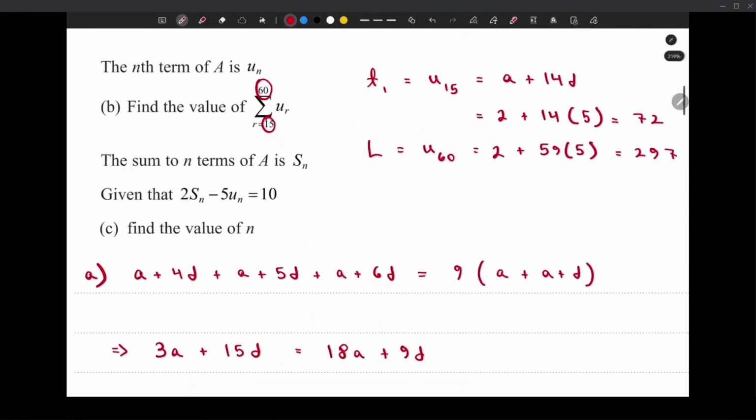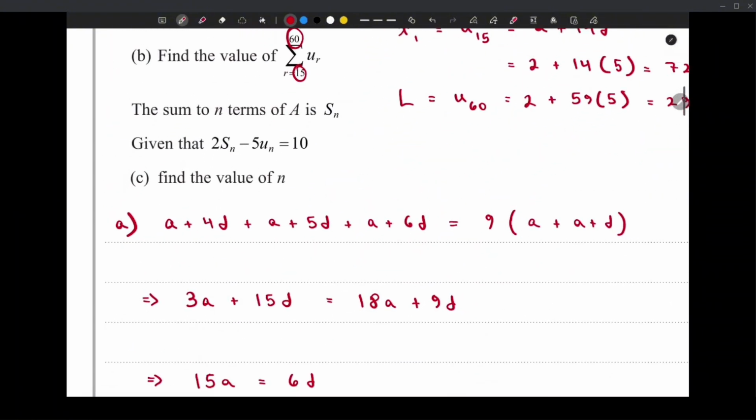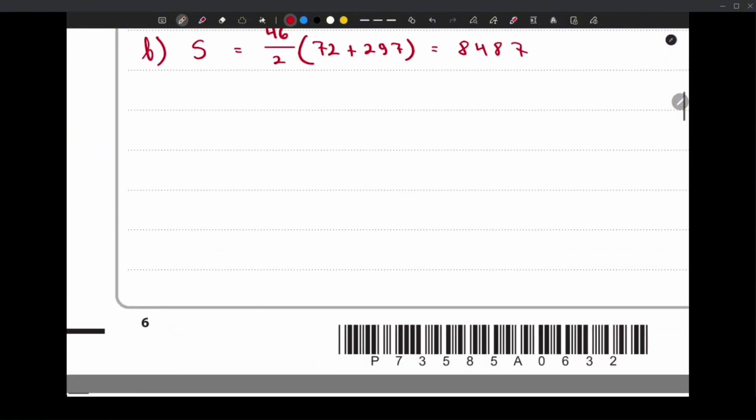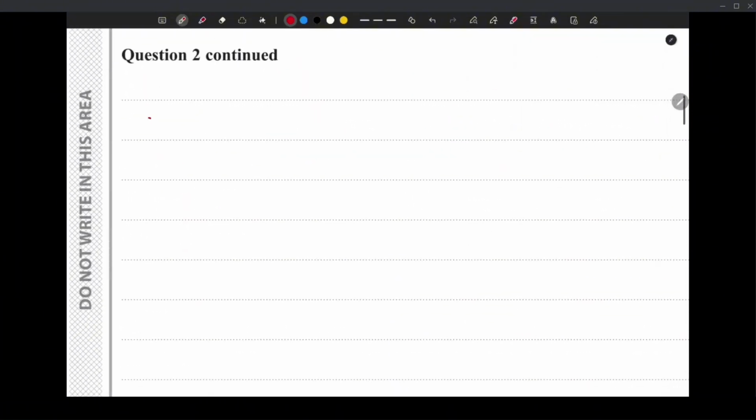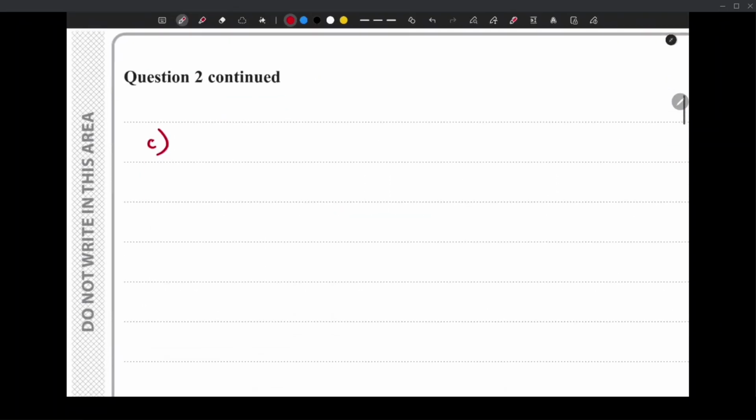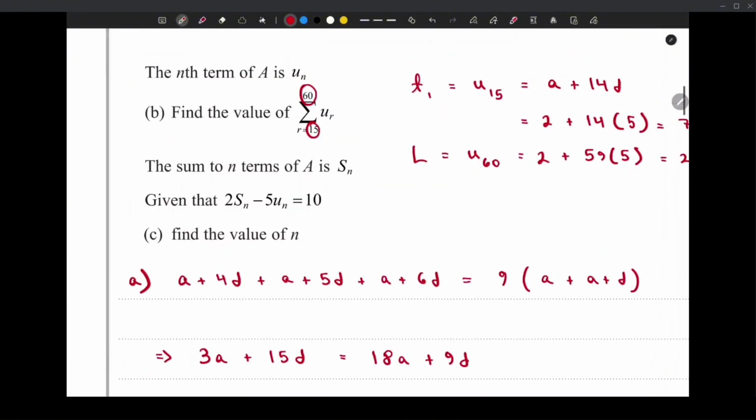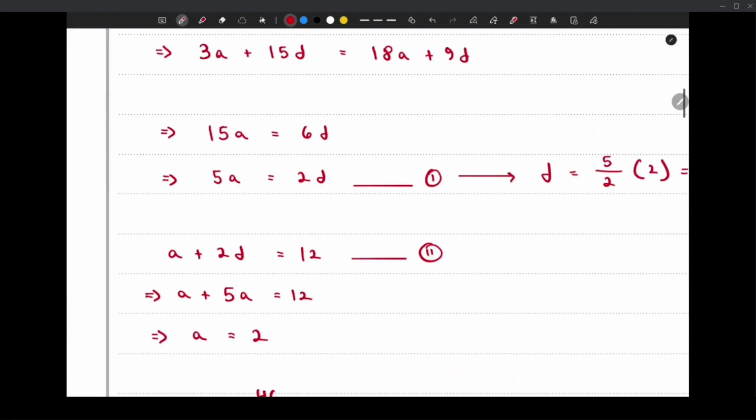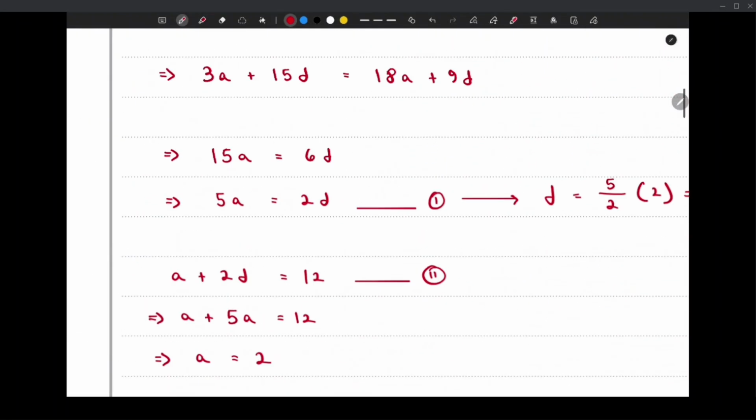Now let's move on to part C. The sum to n terms of a is Sn, given that, so they have given us an equation. So let's write down this equation. The equation says 2 of Sn minus 5 of Un is equal to 10. I guess we just need to find out the value of n. Yep, we need to find out the value of n.